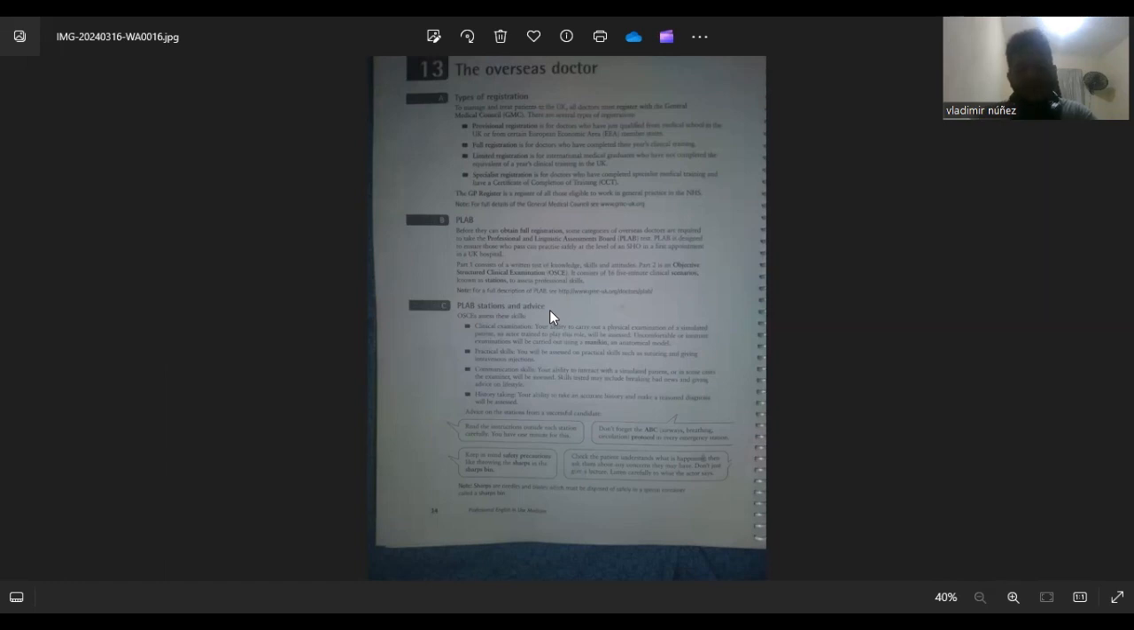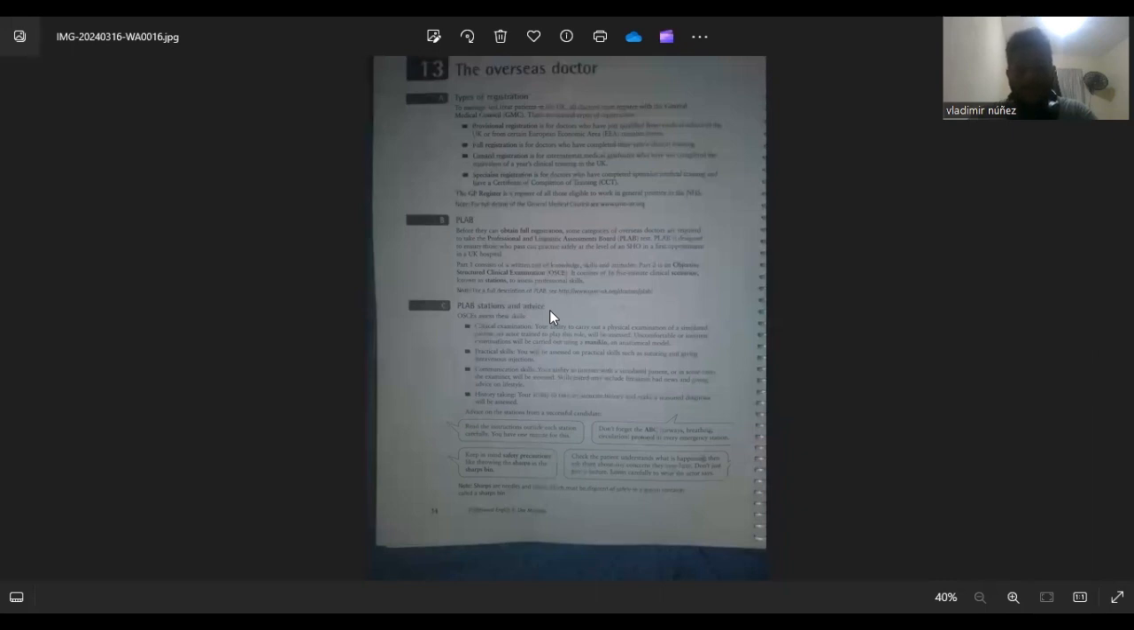The overseas doctors. Types of registration. To practise and treat patients in the UK, all doctors must register with the General Medical Council. There are several types of registration.